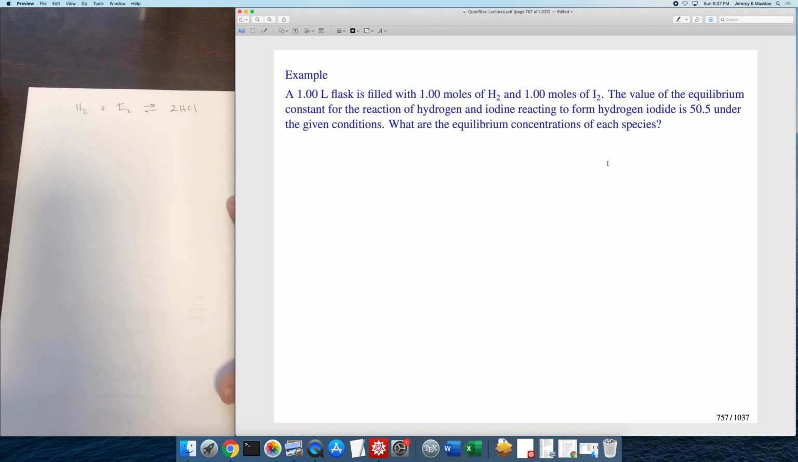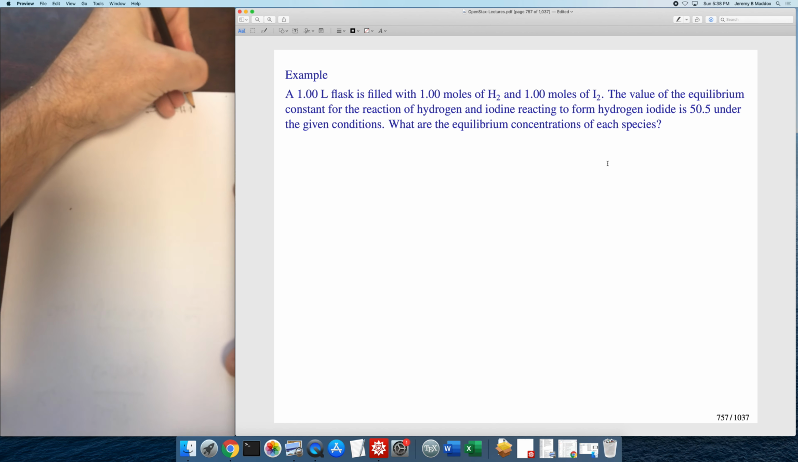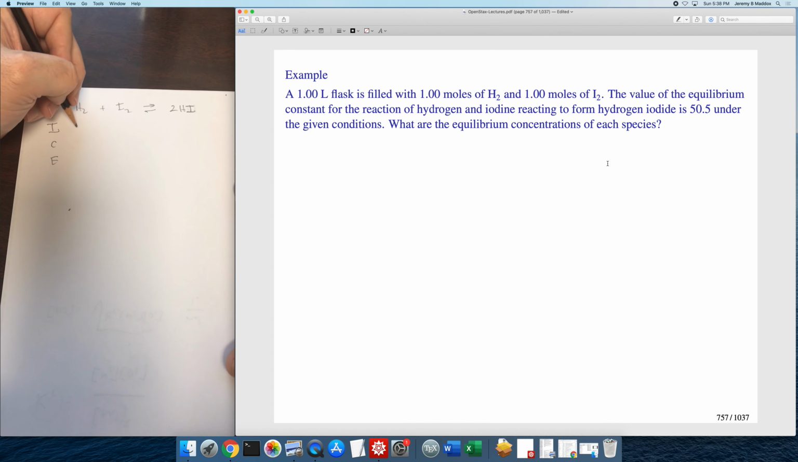They give us the equilibrium constant. So we know Kc for this equation. It's 50.5. They also tell us the initial concentrations of the reactants, and it's assumed that there's no products. You're probably wondering why I wrote the wrong formula there. It should be hydrogen iodide. All right, let's set up the ice table, and let's show you how this works.